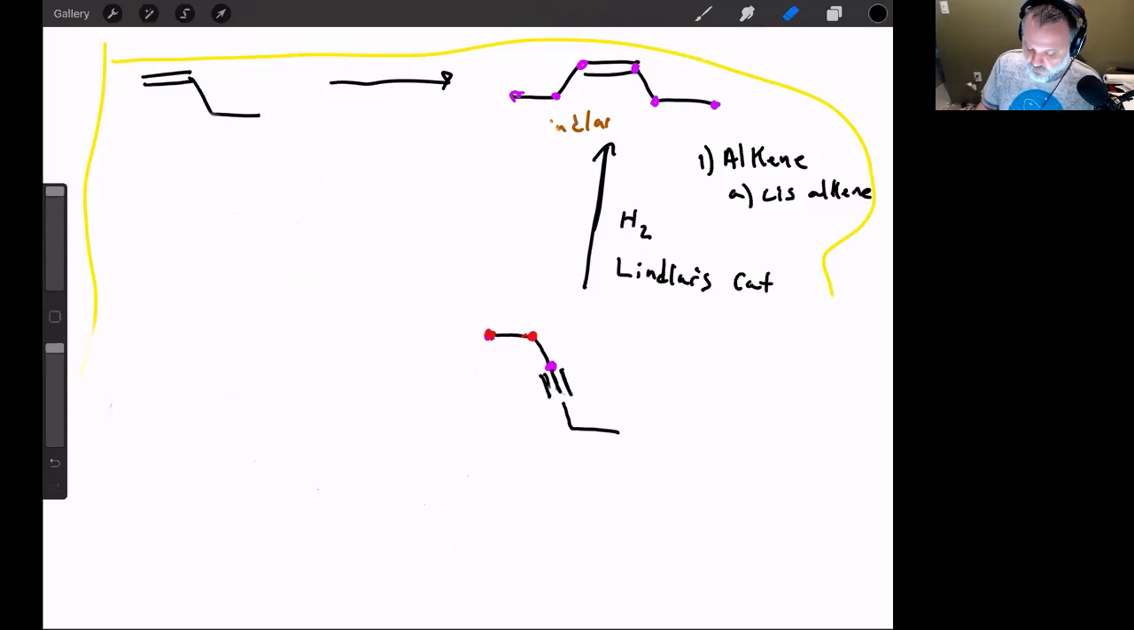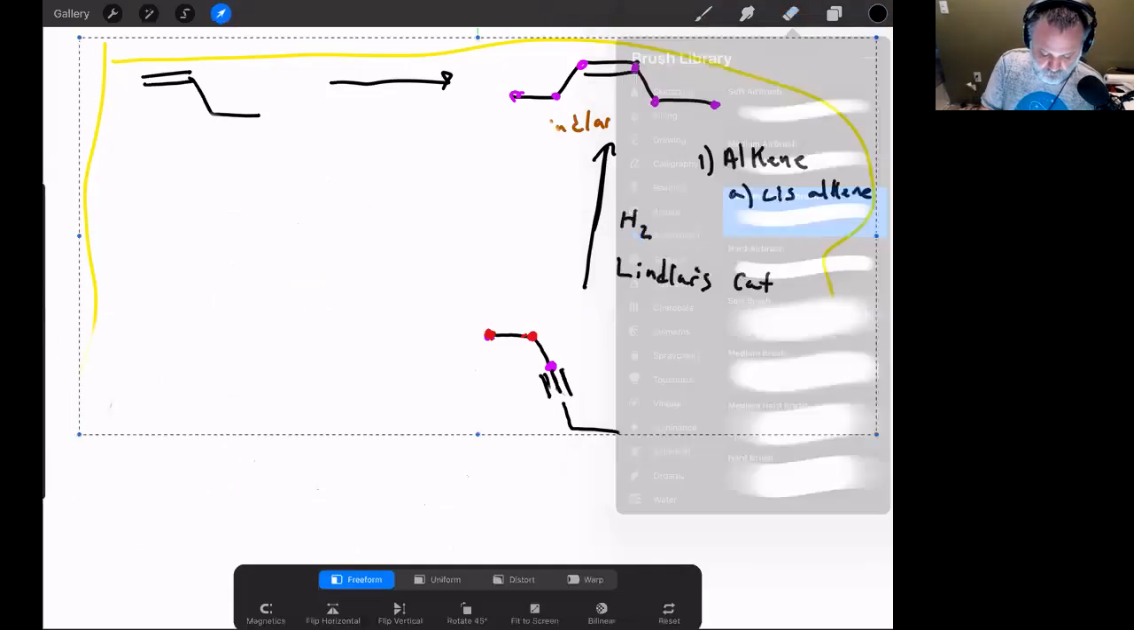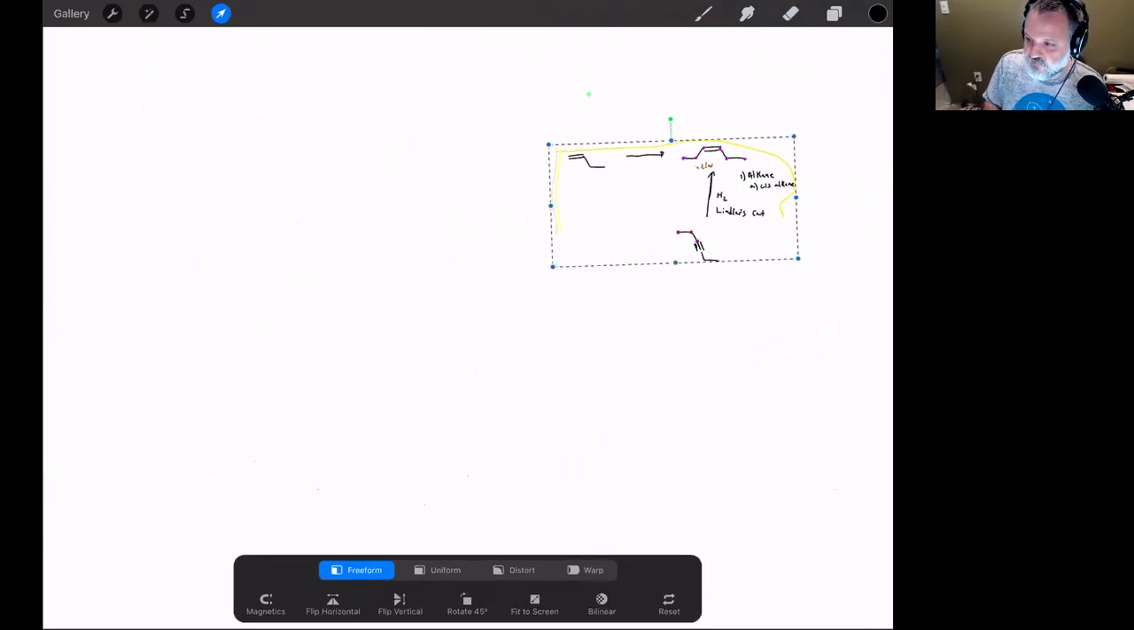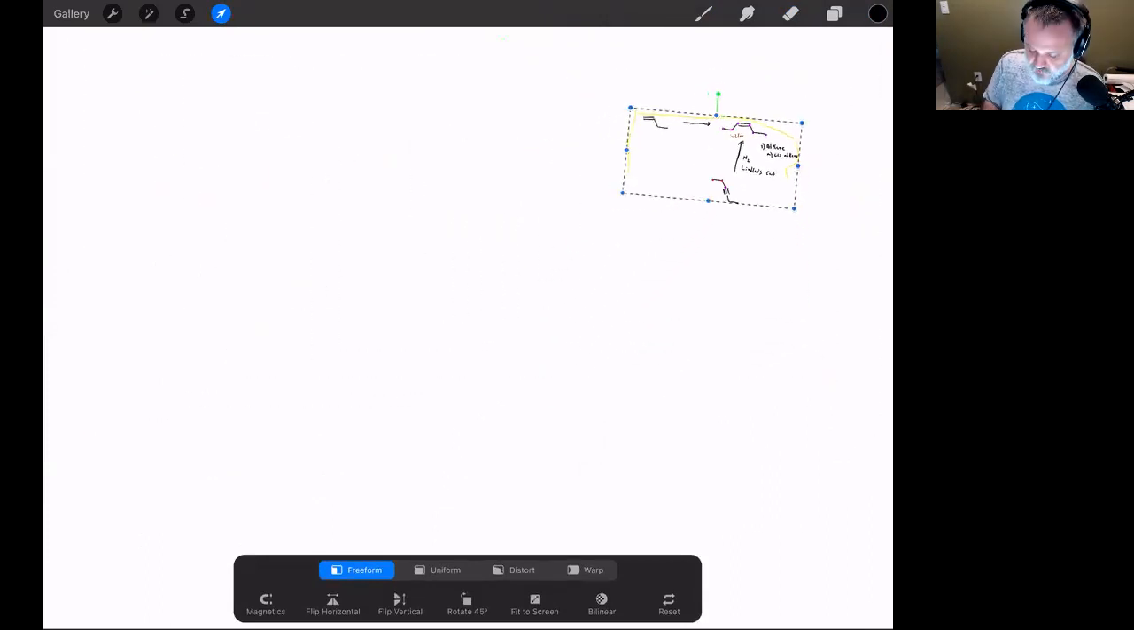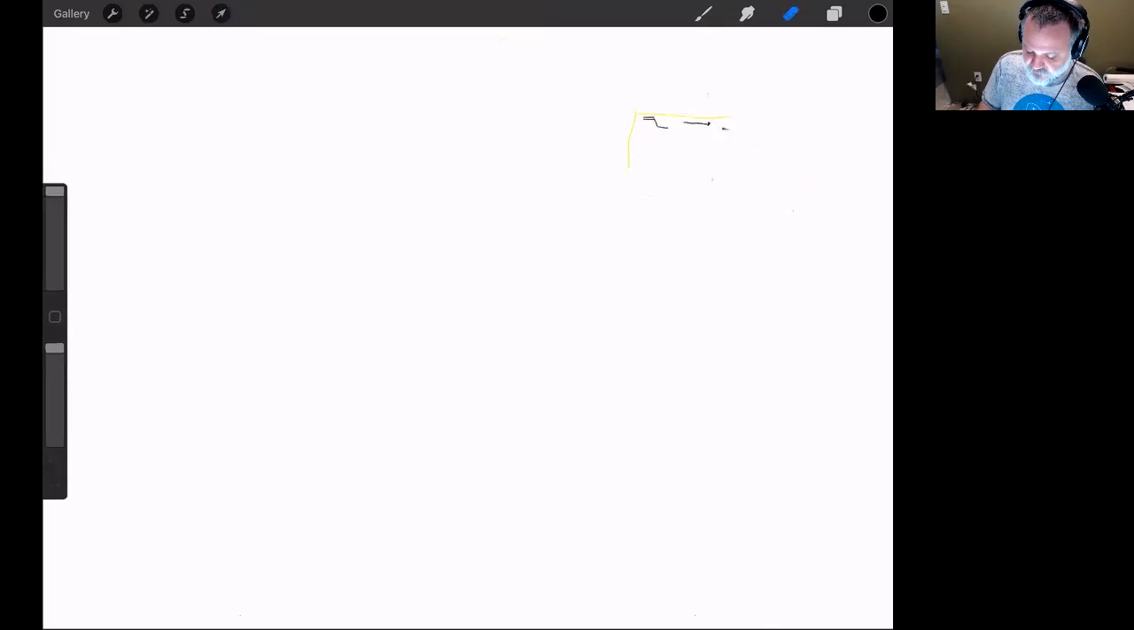Okay, let's do one more. Pause just a second, see if there are any other questions on that particular example. All right, let's try the same reagent. Let's produce a different product though.